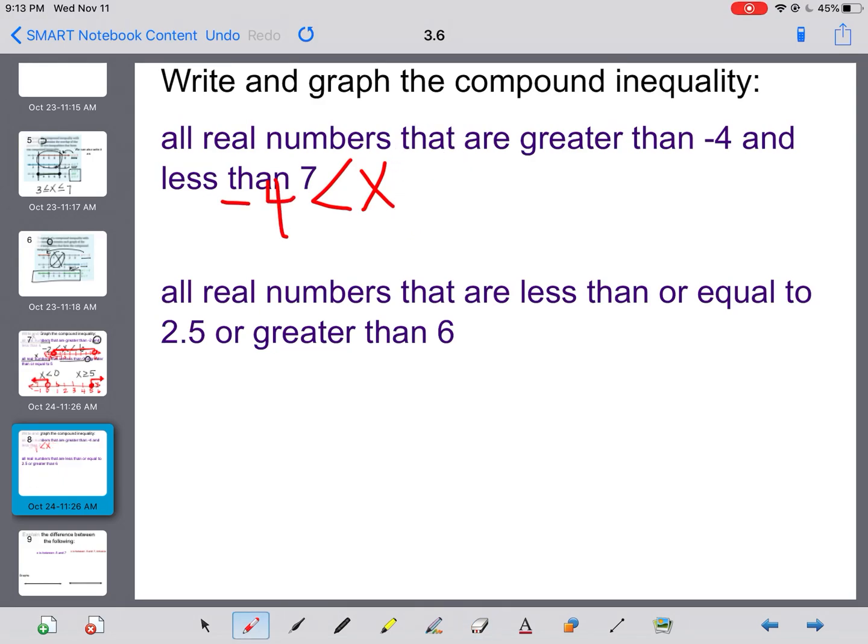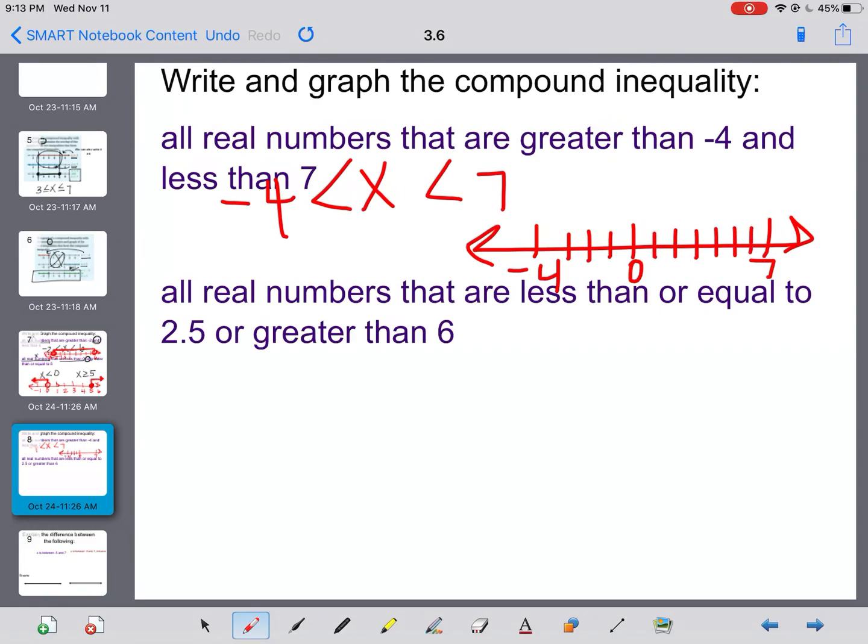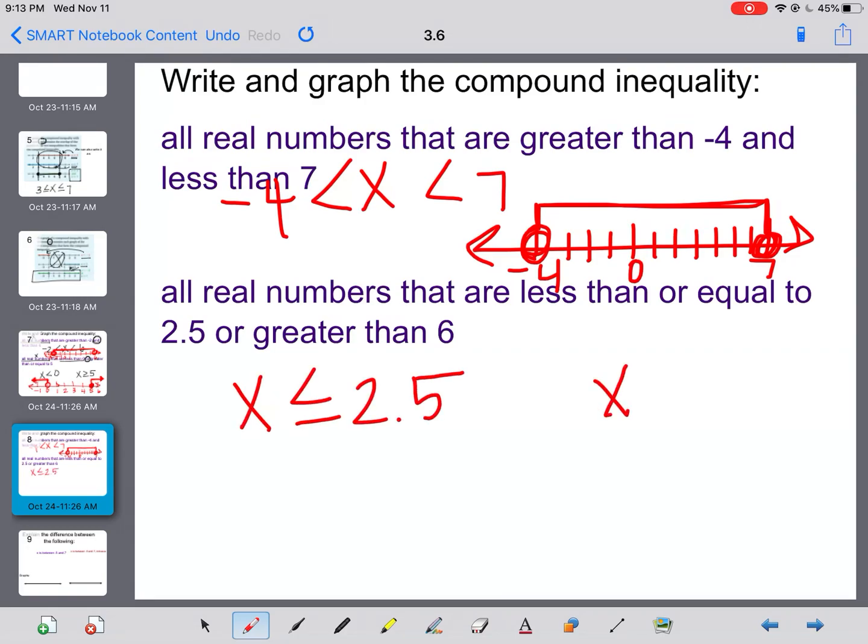All right, welcome back. All real numbers that are greater than -4 and less than 7 looks like this. With an open circle at -4 going this direction to our open circle at 7, which is going this direction.